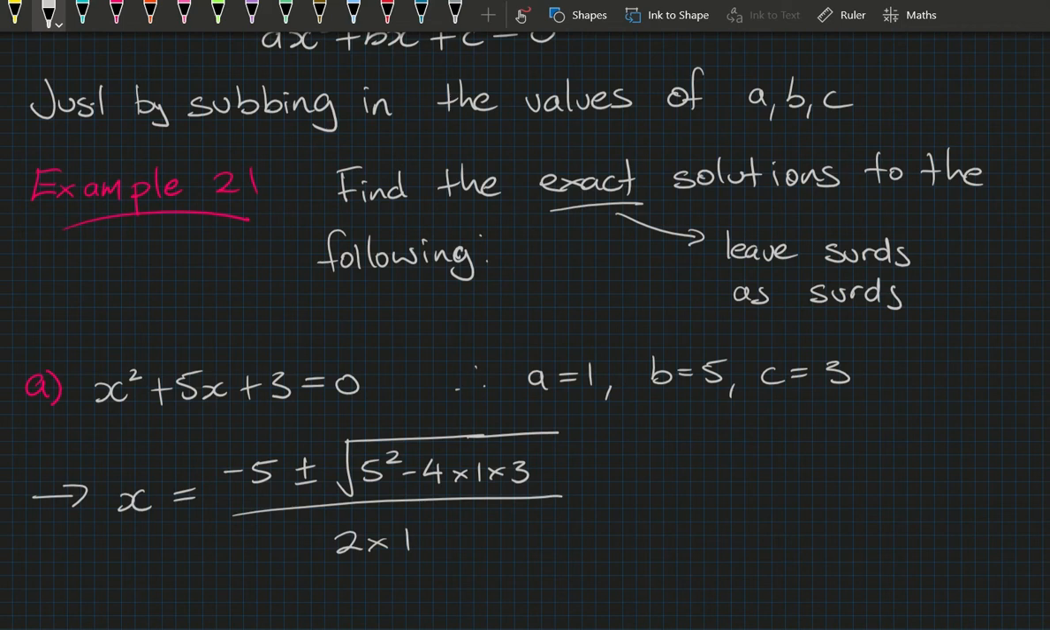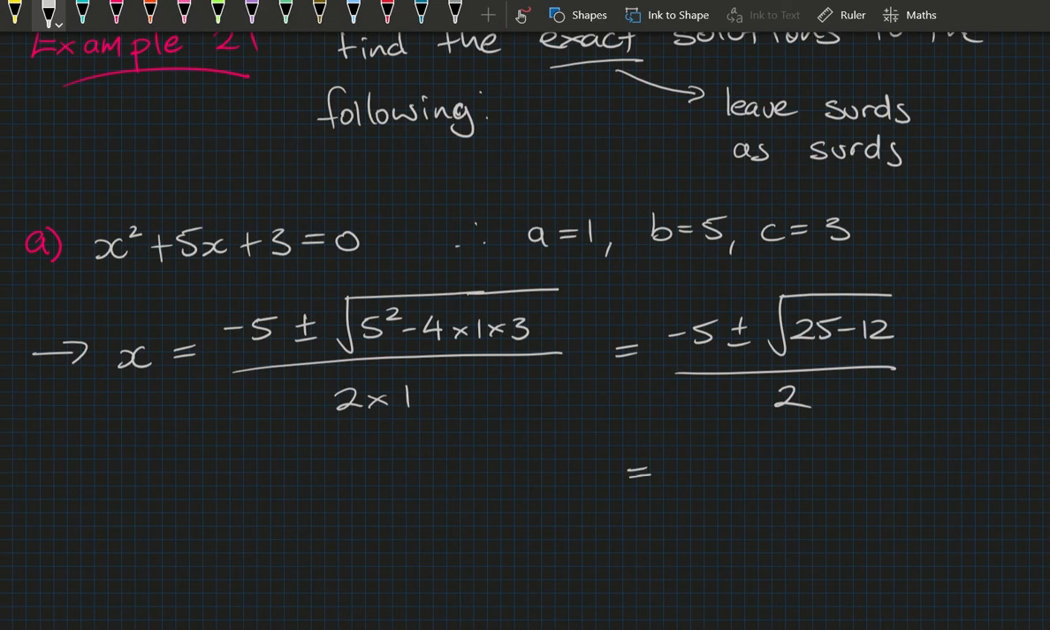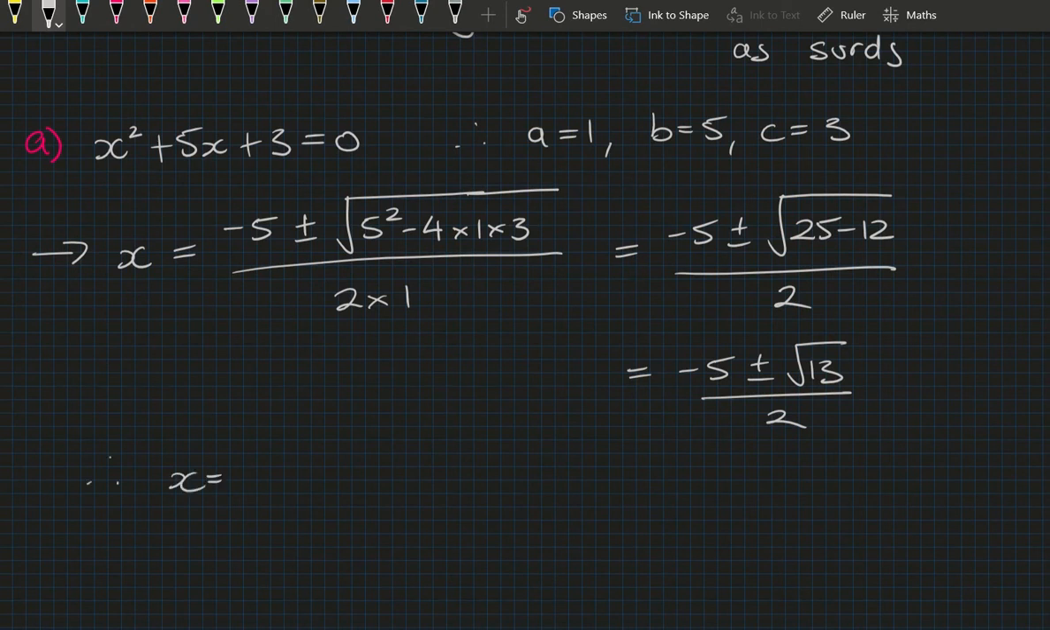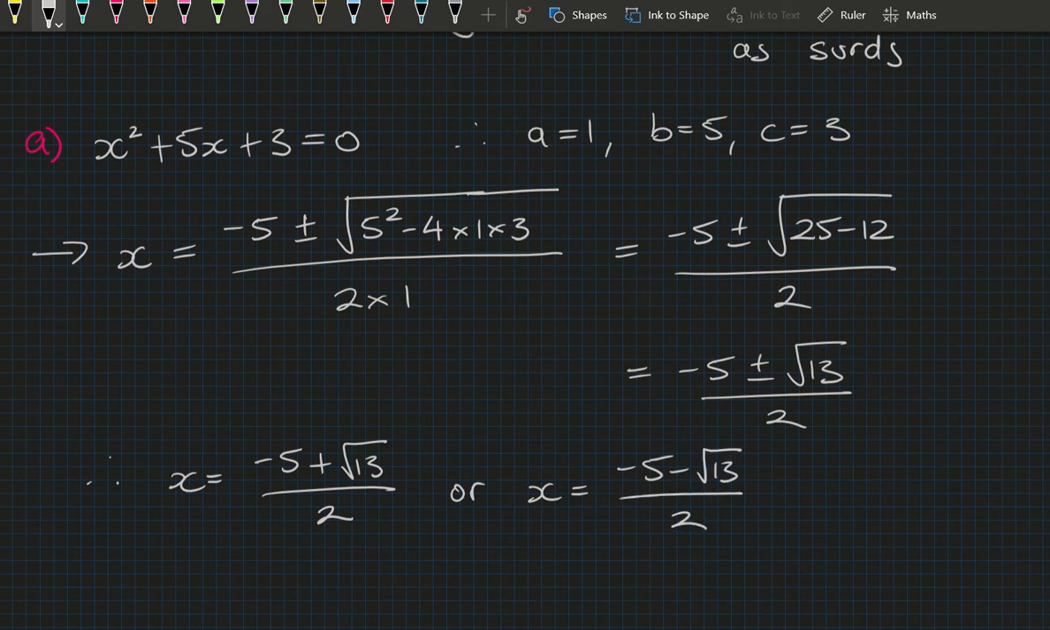And I'd be happy if you jump straight to the next step, which is minus 5 plus or minus the square root of 25 minus 12 all over 2. And as 25 minus 12 is 13, we've now got minus 5 plus or minus the square root of 13 over 2. So of course, remembering that plus or minus means there's 2 different options there, our solutions are x equals minus 5 plus the square root of 13 all over 2, or x is equal to minus 5 minus the square root of 13 all over 2. And as you can see, we've got solutions that have nothing to do with integers here at all. The square root of 13 is definitely a surd, definitely an irrational number, but we can still check these results.